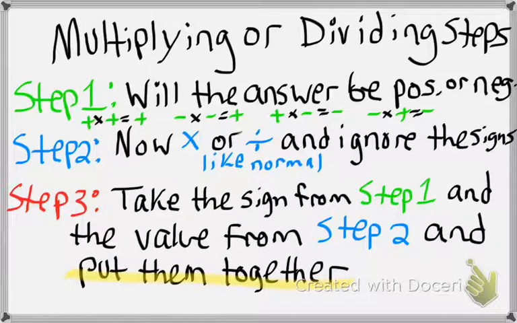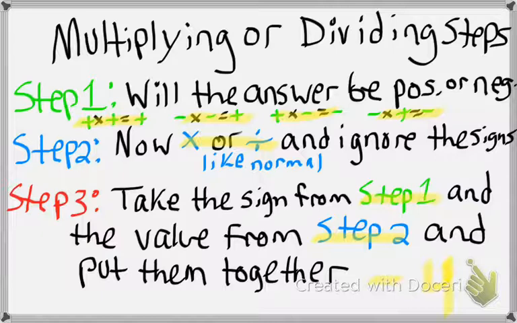So what you're going to do is, once you know what the sign is going to be, by using what you talked about in step one, and then multiplying and dividing like normal in step 2, you're going to take the sign and the value and put them together. So if you know it was going to be negative, and then let's say you got 4 as your answer, you know it's going to be negative 4 as an example. And we're going to now do some examples of doing that.